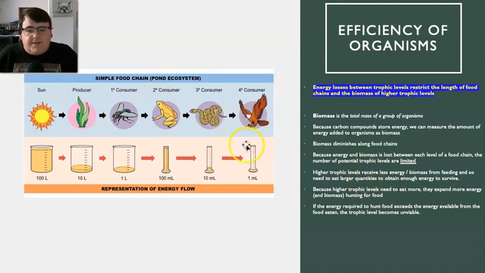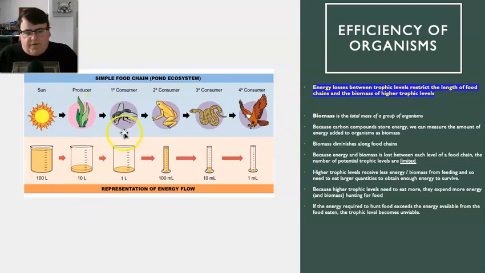Because of this, we know that that will limit the amount of top consumers we can have, and it can also limit how many consumer levels there are in a food chain. So if we look at this diagram over here, starting with the sun, we've got 100 litres of energy. Obviously we don't generally measure energy in litres, but for this time we are. Okay, so the sun's got 100 litres of energy. The plant is only roughly getting 10% of that. It's got 10 litres of energy stored in the plant.